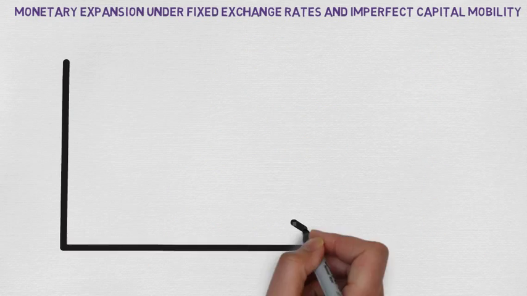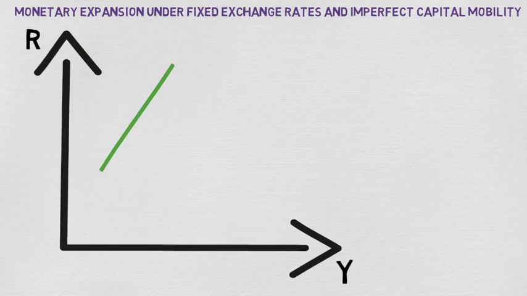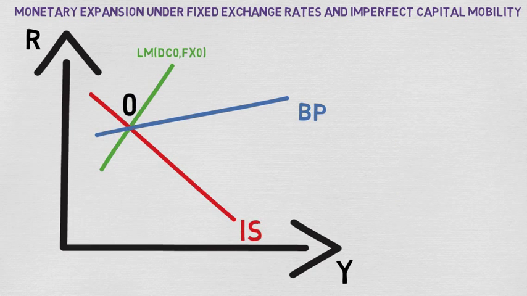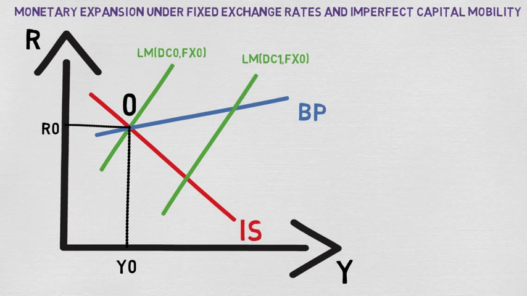Lastly, let's look at one case where there are fixed exchange rates, specifically a monetary expansion with imperfect capital mobility. We start at position 0, and there is an increase in domestic credit from DC0 to DC1. This leads to a shift right in LM from LM DC0 FX0 to LM DC1 FX0, and so we move to point 1. So we can see there has been a fall in interest rate from R0 to R1, and an increase in income from Y0 to Y1.